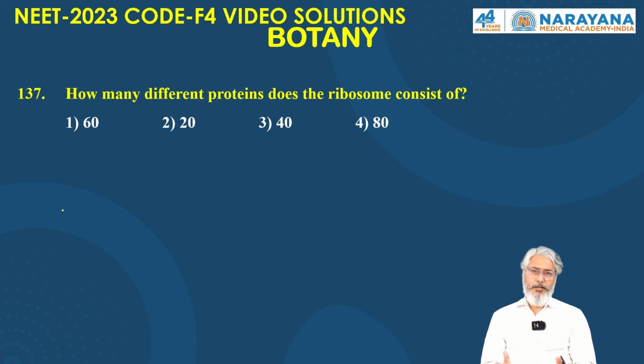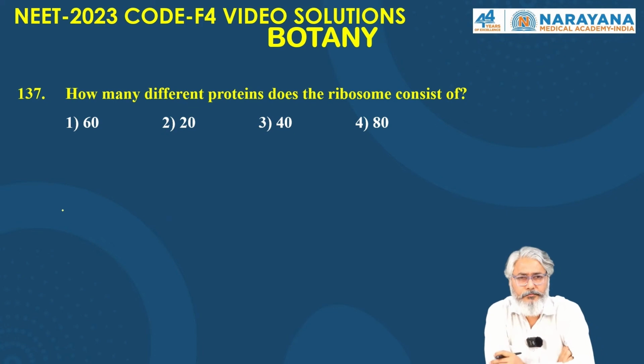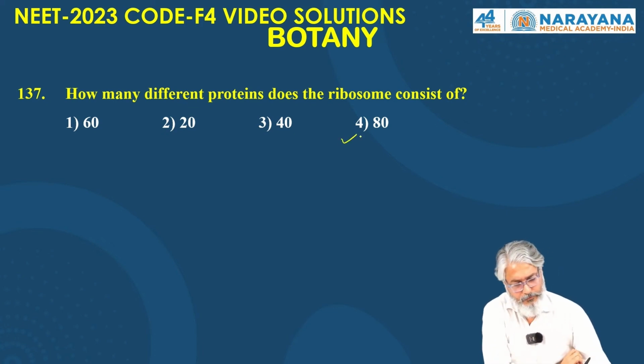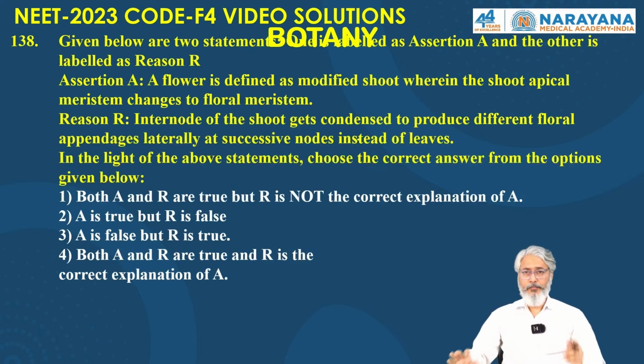How many different proteins does the ribosome consist of? If you go to 80S type of ribosomes, so a total of 80 types of proteins you can find there.